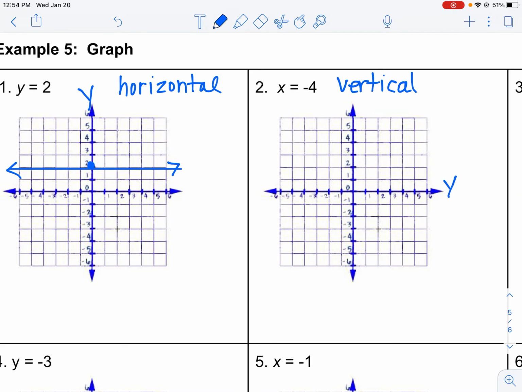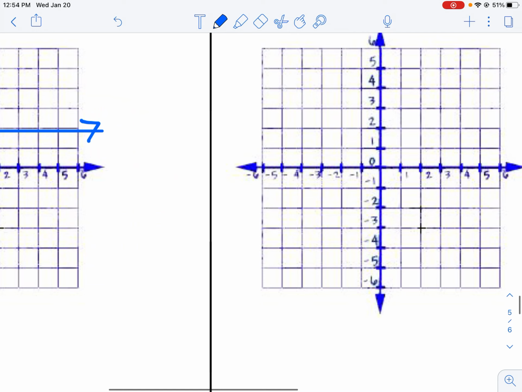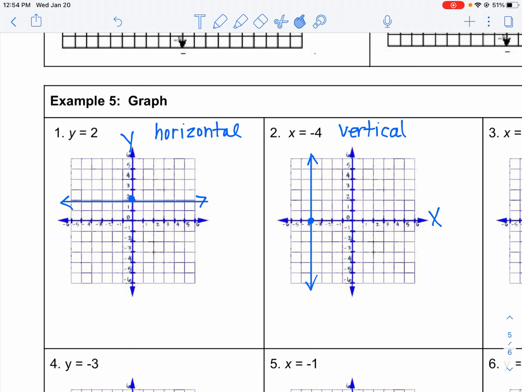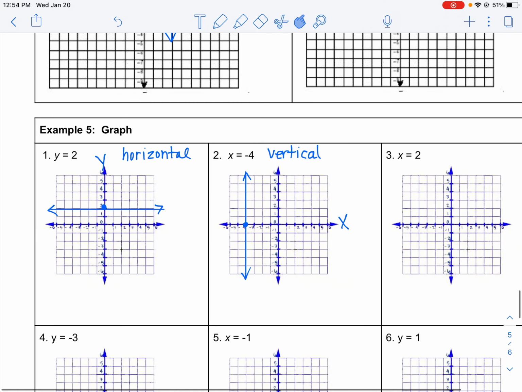So when I look at this, I have my x-axis. I go to negative 4. I place my dot. And I draw my line. So again, if it says y equals, you're going to end up with a horizontal line. If it says x equals, you are going to end up with a vertical line.